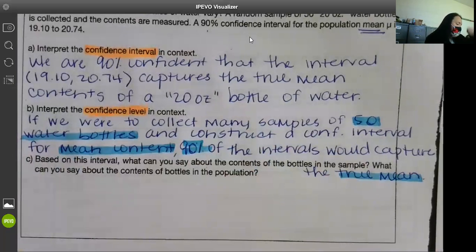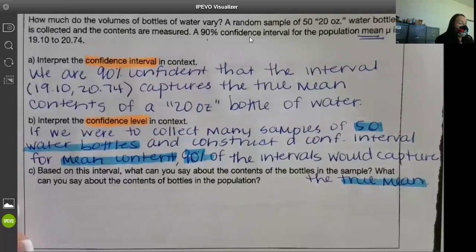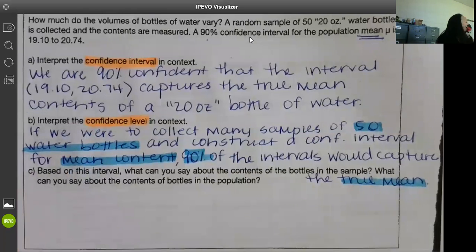All right. Based on this interval, what can you say about the contents of the bottles in the sample? What can you say about the contents of bottles in the population? So what are they supposed to be? What kind of bottles are they supposed to be? 20 ounce. So look at our interval. What can you say about that? Just talk. Y'all are real good at talking. Talk about this interval though.